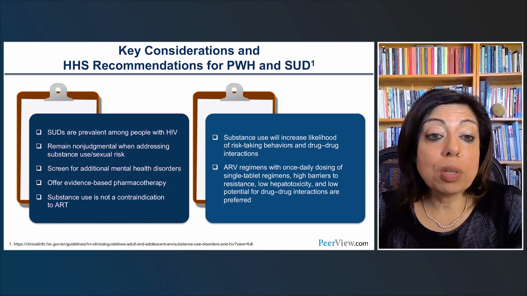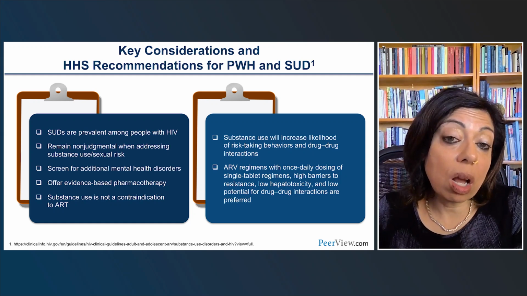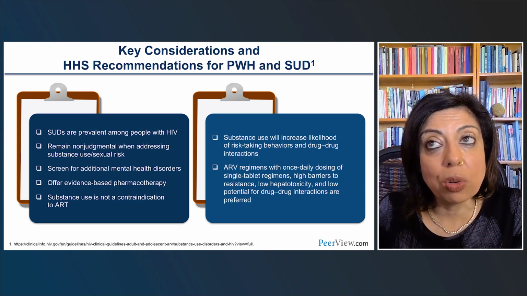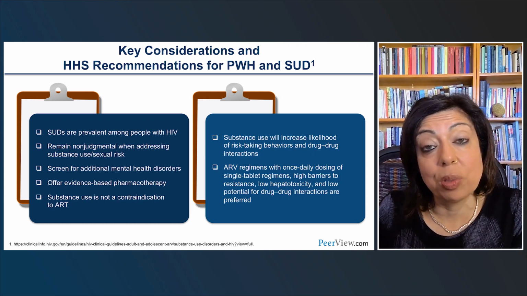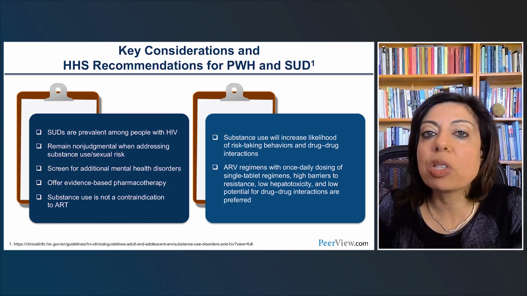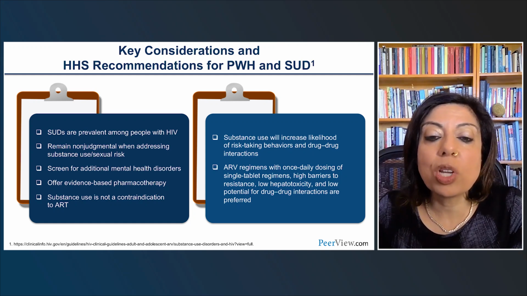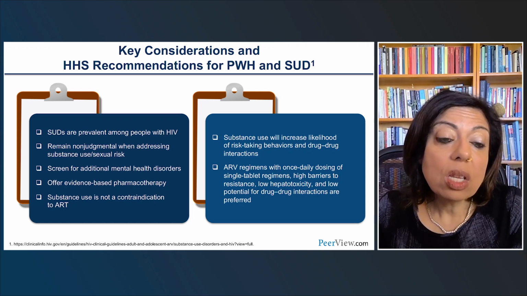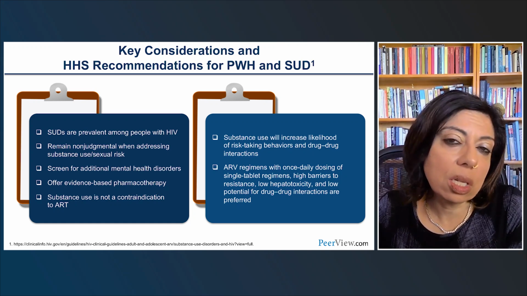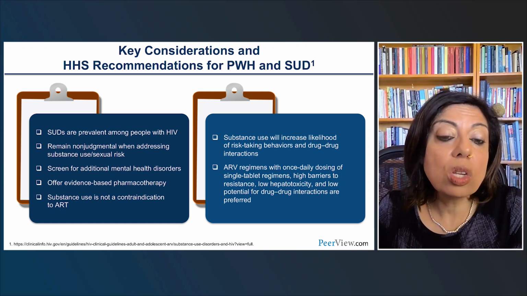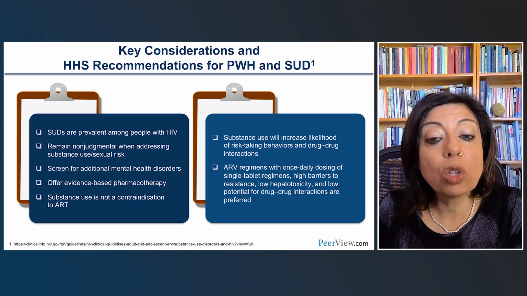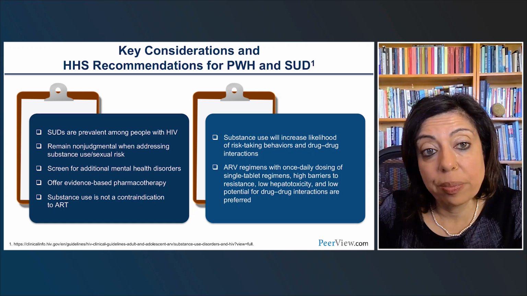So it's true that substance use will increase the likelihood of risk-taking behaviors and drug-drug interactions. So when we think about antiretroviral regimens for those living with substance use disorder, we have to think about simplifying, making this regimen as easy as possible, using single tablet regimens, using those with high barriers to resistance, like darunavir-based regimens, using those with low hepatotoxicity and those with alcohol use disorder, and a low potential for drug-drug interactions.